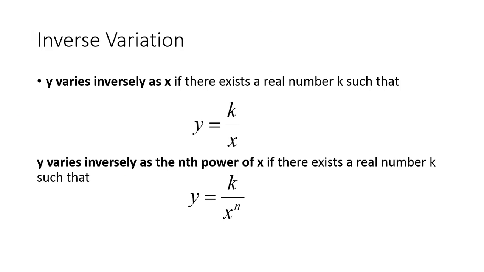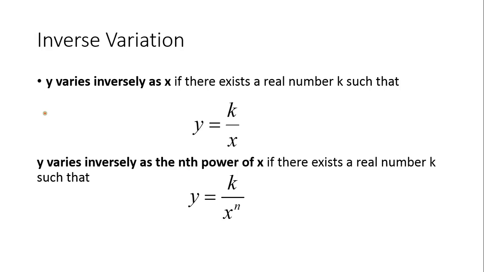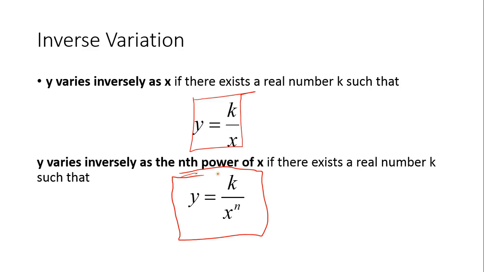Alright, and our next example. Inverse variation. You've probably heard the phrase inversely proportional, basically the same thing. So y varies inversely as x if there is a real number k such that this is true. Y varies inversely as the nth power of x if this happens. Same thing except it's k over the variable instead of k times a variable. So that's what the inversely is.